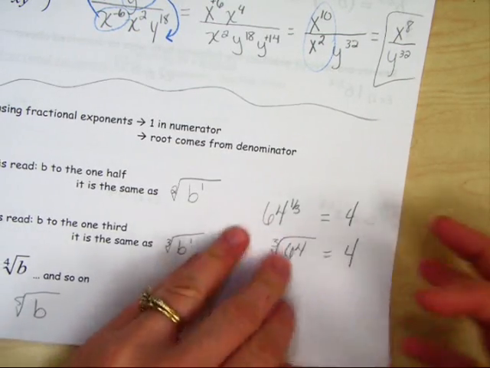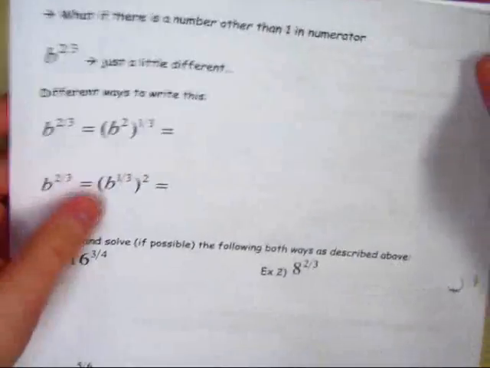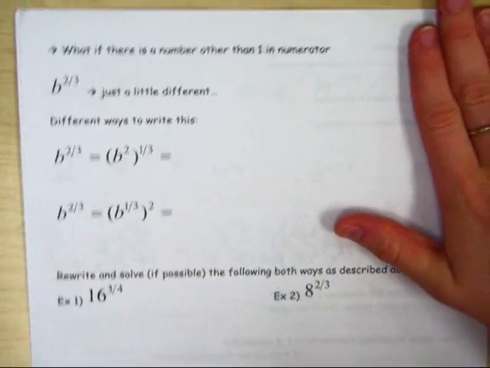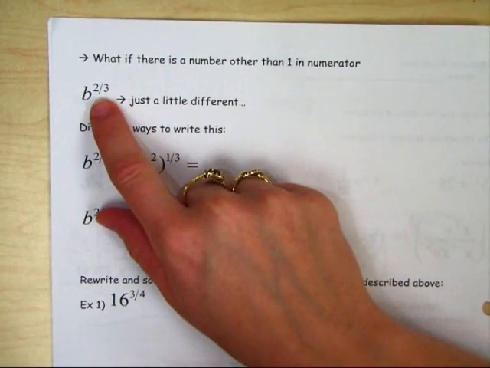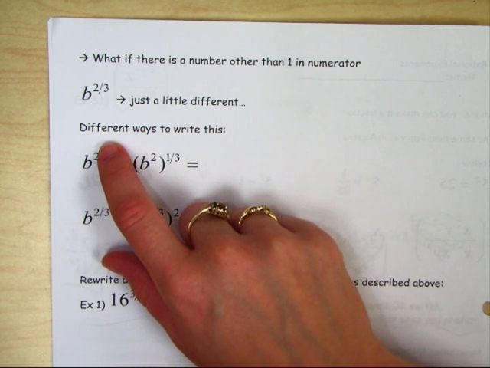So every square root you have ever seen is really just a fractional exponent. Now let's talk about if the number is not 1, okay? Well, b to the 2/3 is just a little bit different. There are different ways to write this.